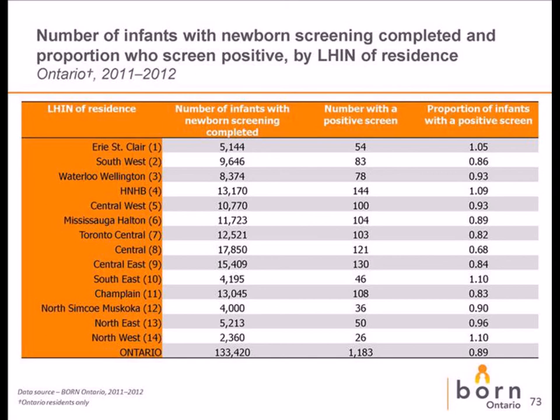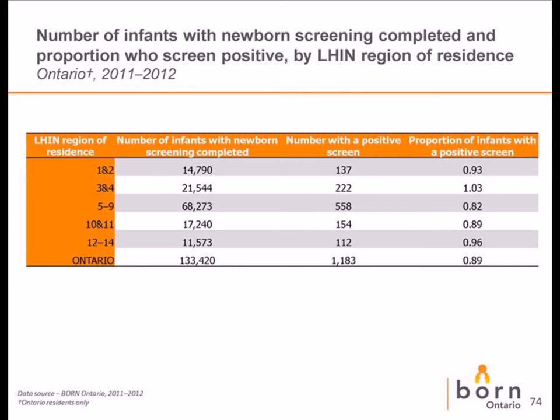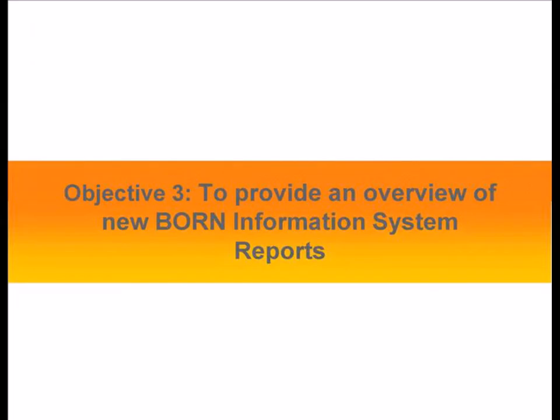This is the number of infants from newborn screening who had their screening completed and the proportion who screened positive. You can see in Ontario, just a little less than 1% of all babies that you folks do the blood spot on screen positive and need to have follow-up. And there's been a concerted effort to improve the quality of newborn screening across the province, and people have taken that up well and are helping us to improve that. And this is newborn screening completed by LHIN region of residence. This is when we've grouped the LHINs together. And so you can see still about 1%, a little less than 1%.